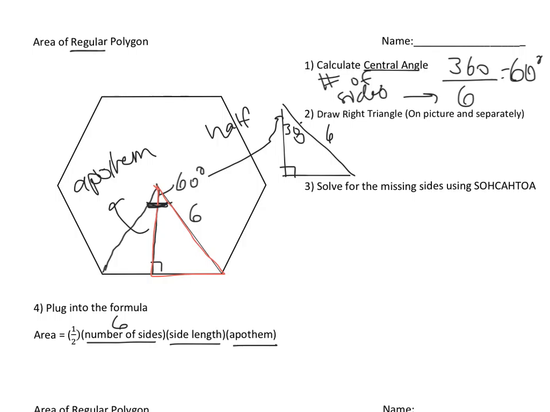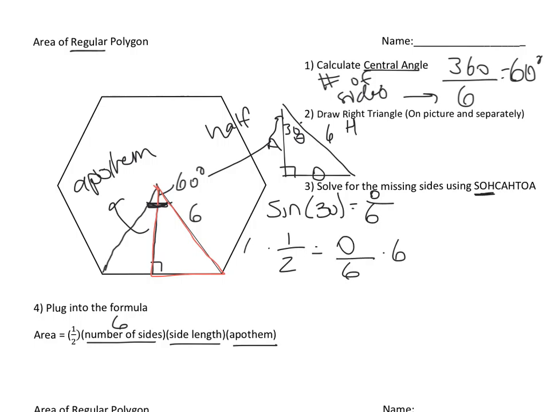And now it says solve for the missing sides using SOHCAHTOA. Well, I'm going to label 30 as my theta. I'm going to go opposite down here, adjacent right here. Let's start by solving for opposite. So 6 is my hypotenuse. So it says sine is when I use opposite over hypotenuse. So my equation is this: sine of the angle equals the opposite side over the hypotenuse, which is 6. Now let's solve for opposite. Sine of 30 is 1/2 equals opposite over 6.